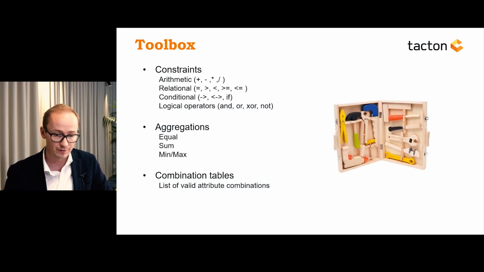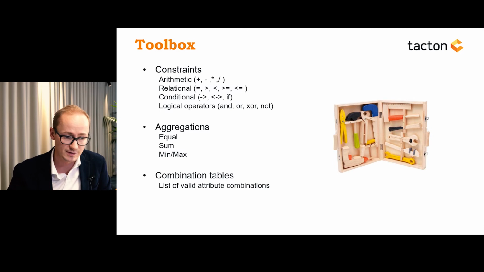In the toolbox here, we have a couple of things. We have constraints, like arithmetic ones: adding a value, subtracting a value, multiplying, dividing. We have relationships between two attributes. Things can be equal, things can be bigger than or smaller than. We can have conditionals. However, a recommendation already now is, since we have a constraint solver, we don't need to have conditional constraints. You don't have to use the if, then, else. We can of course have the logical operators like and, or, XOR, not.